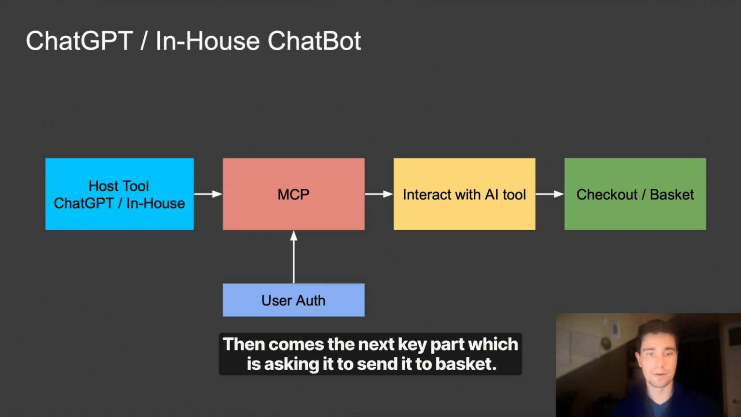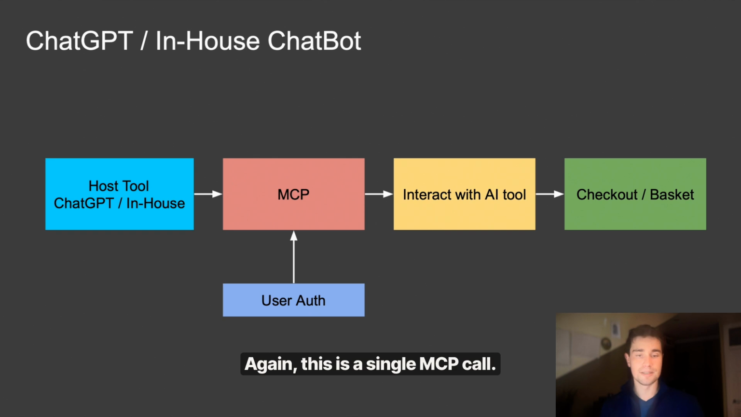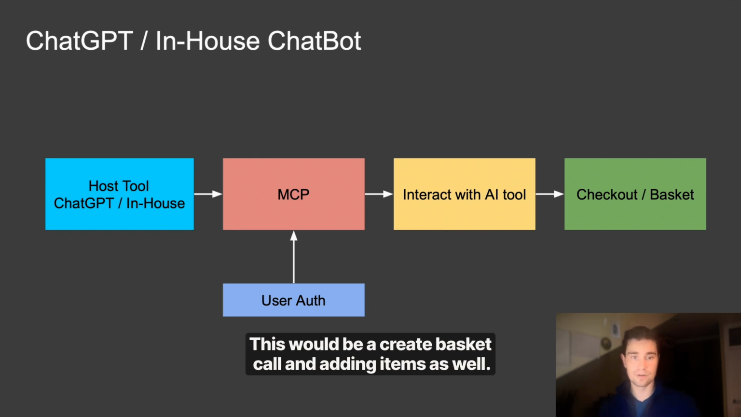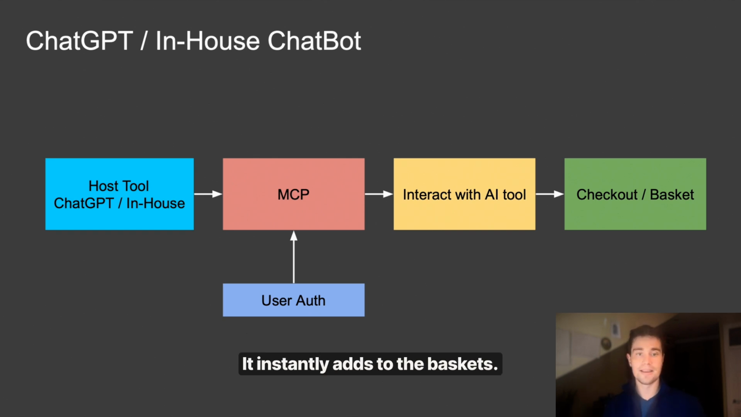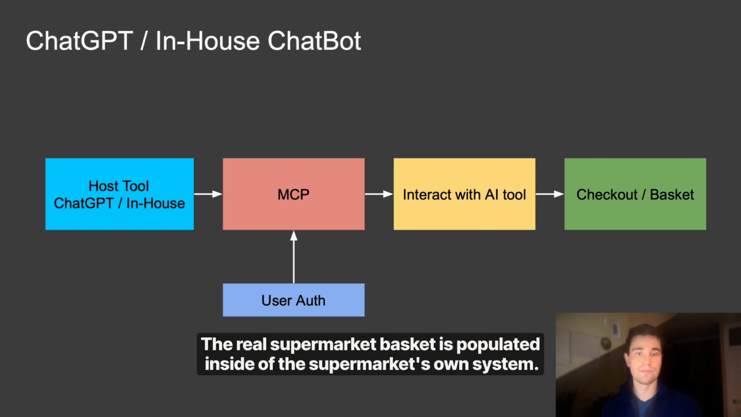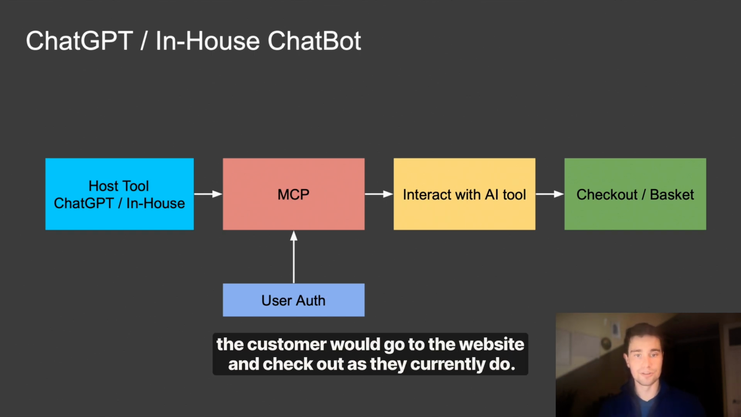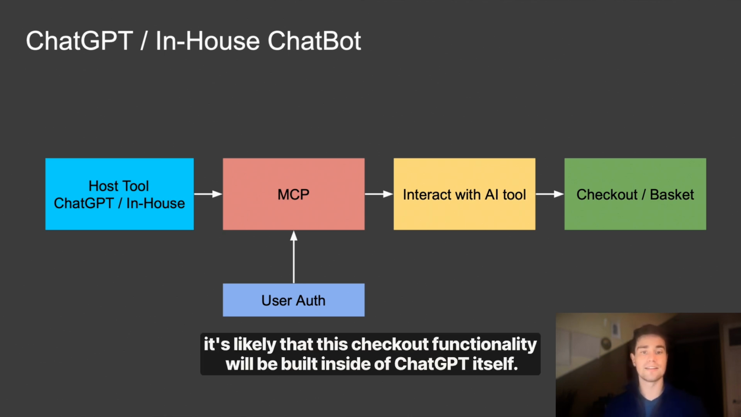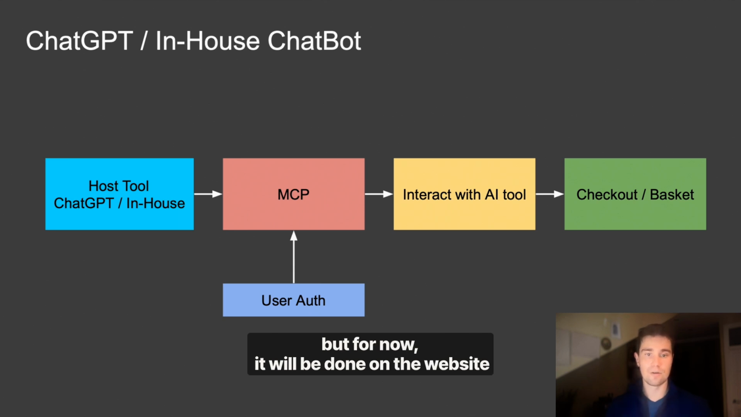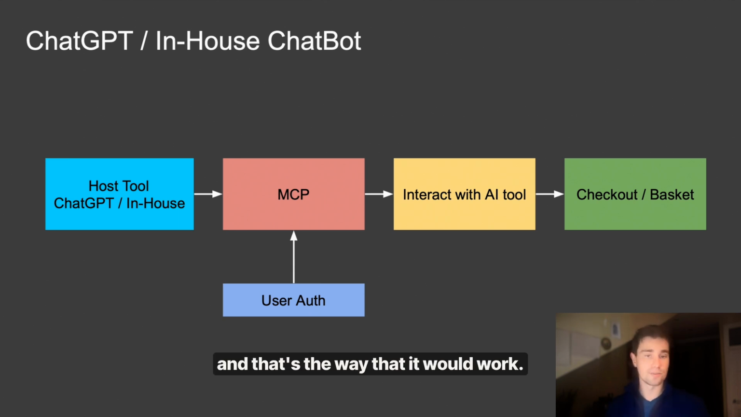Then comes the next key part, which is asking it to send it to basket. Again, this is a single MCP call. This would be a create basket call and adding items as well. It instantly adds to the basket. The real supermarket basket is populated inside of the supermarket's own system, and then checkout is business as usual. As it stands, the customer would go to the website and check out as they currently do. In the future, it's likely that this checkout functionality will be built inside of ChatGPT itself, but for now, it will be done on the website, and that's the way that it would work.